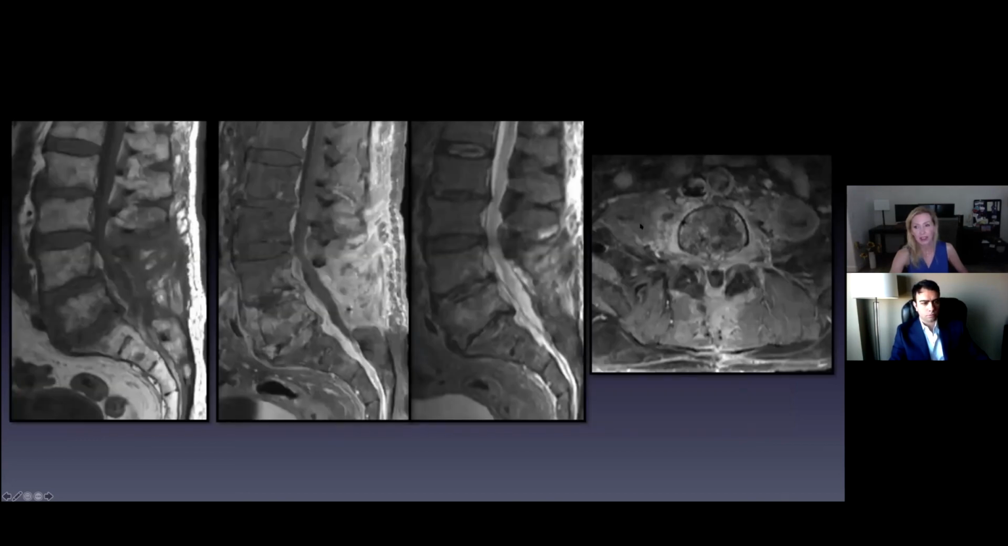And afterwards, see, I fixed him. I fixed his abscesses. Surgeon fixed his epidural abscess. And this shows the resolution of a lot of that abnormal edema within the vertebral bodies. So I'll stop there. Did you want to say anything about this one, John?